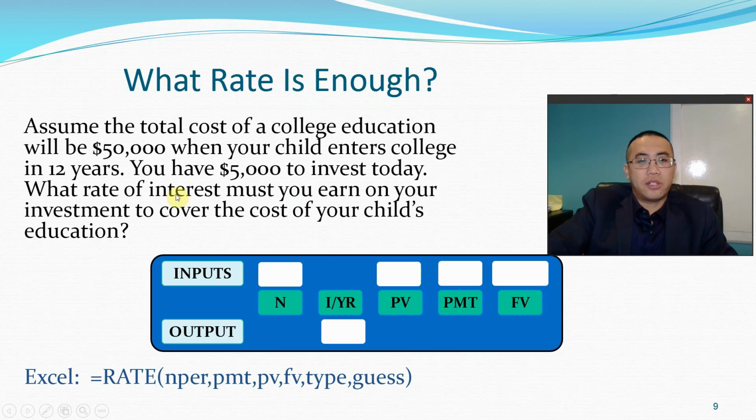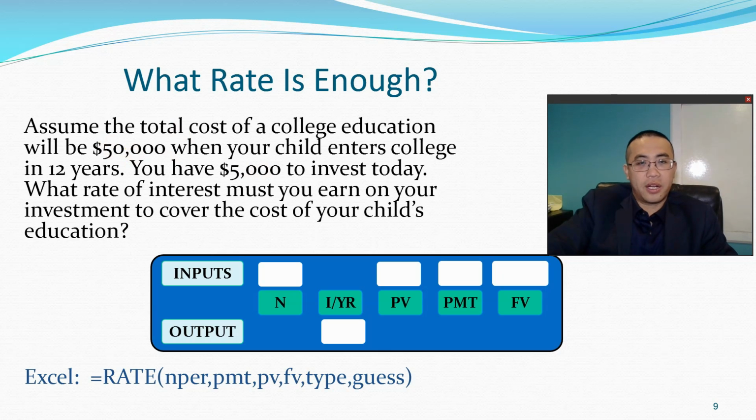Now the next one is about solving for rate. So this time you're going to define n, present value, payment, and future value. In this story, you are saving for your child's college education. You will need $50,000 in 12 years. You have $5,000 to invest today, and what rate must you earn?